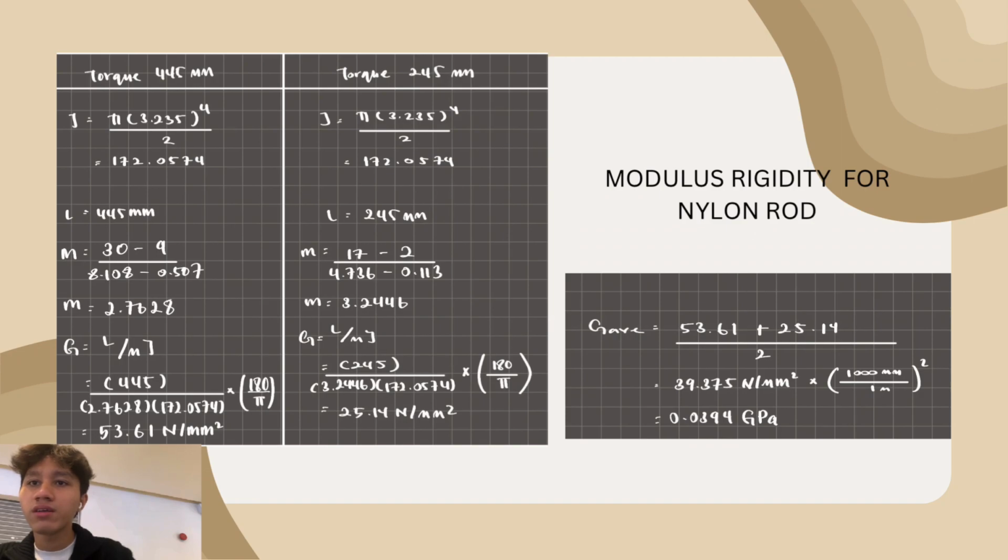And for the rod length 245 mm, we get the modulus of rigidity is equal to 35.14 Newton per millimeter squared. And finally, the average modulus of rigidity of the nylon rod is equal to 0.0394 GPa.